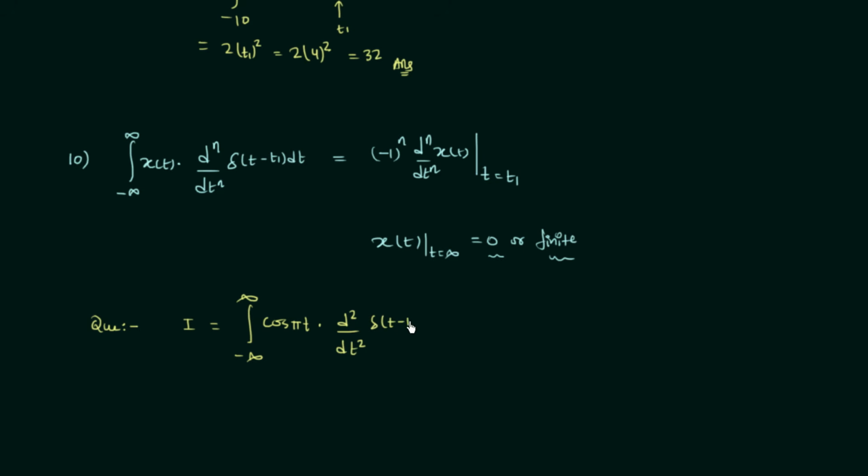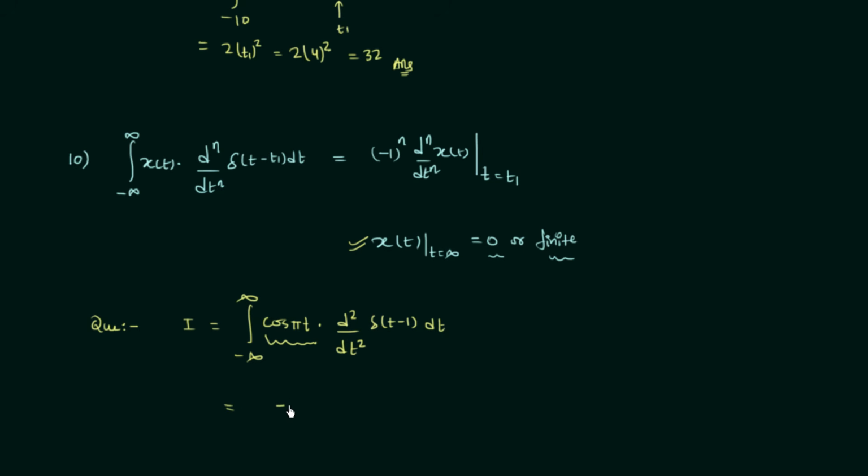delta t minus 1. And in this case we will first try to find out if this condition is satisfied or not, and for this we will put t equal to infinity in signal xt. Cos pi t is signal xt, and you already know cos pi t or any cos function lies between minus 1 and 1. So definitely when t is infinity, this cos pi t will produce some finite value. It could also be equal to 0, but it will not be infinite. So we have this condition satisfied for this question, and now we will use the property directly.